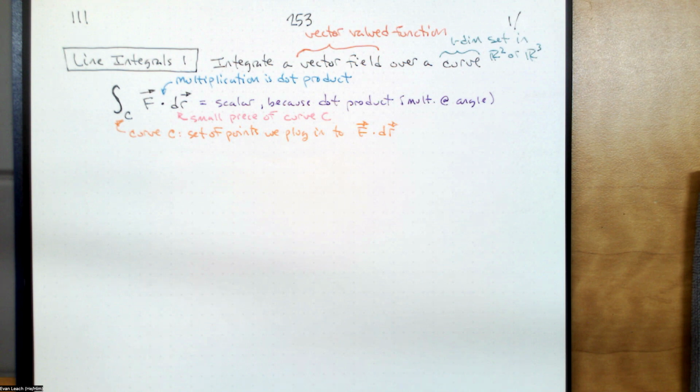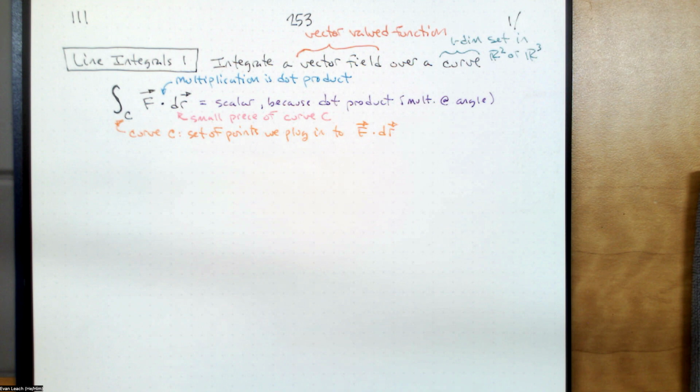The thinking is the same as our original integration. For this small piece of the curve C, we're going to assume that the vector field is constant, do our multiplication, move on to another point, do another multiplication, and add up the results. The thinking works the same. Is everybody okay?